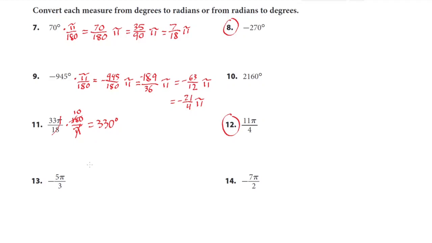Okay, number 13, pause and try it. Same battle plan. Let's multiply by 180. That's the degrees that we want to turn it into. And let's divide by pi. Cancel, cancel. This leaves us 60. And 5 times 60 is 300, so this is exactly negative 300 degrees.